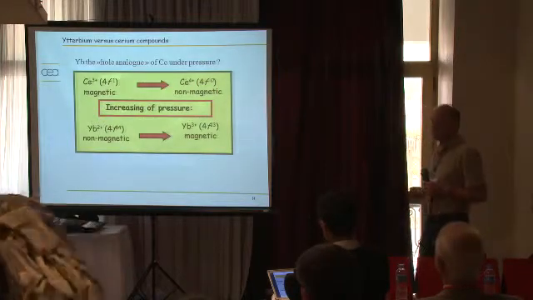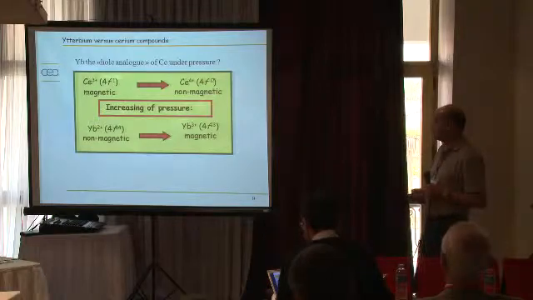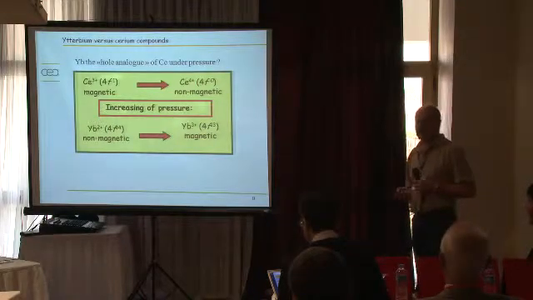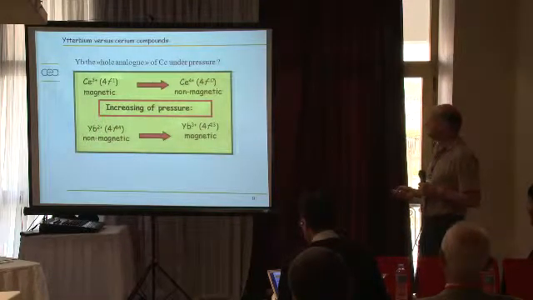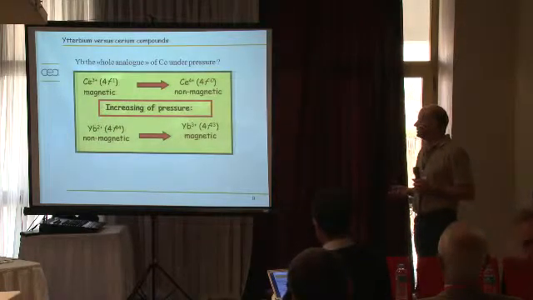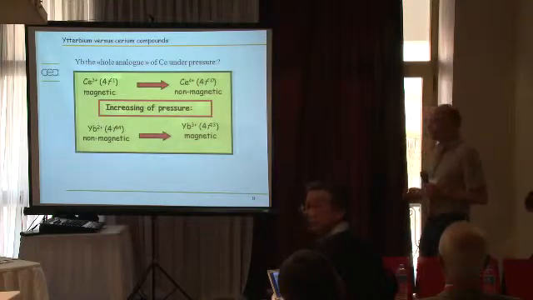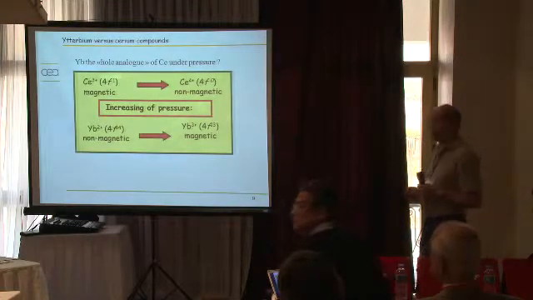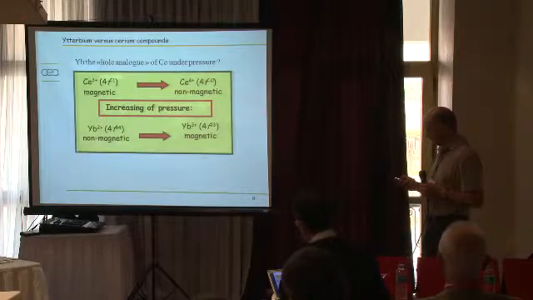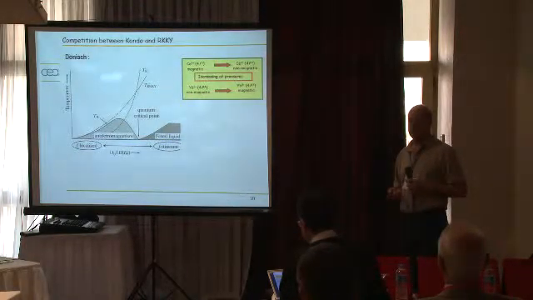Now, in both cases, if we put pressure on these systems, we're going to tend to delocalize the 4f electrons. So this is going to have opposite effects. In cerium, we're going to tend to move towards the non-magnetic configuration, whereas in ytterbium, we're going to favor the magnetic configuration. But this means that in both cases, we can imagine reaching and studying magnetic instability by applying pressure.